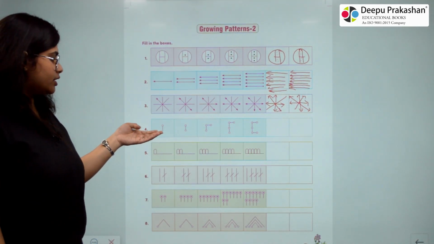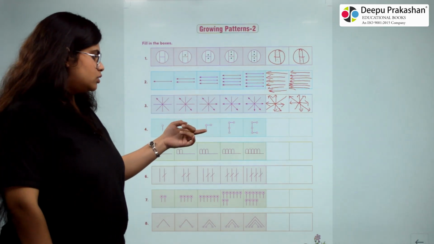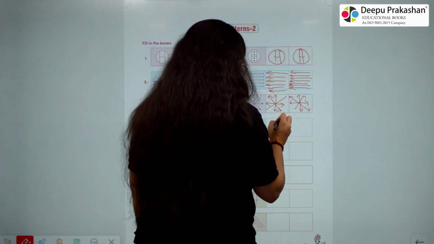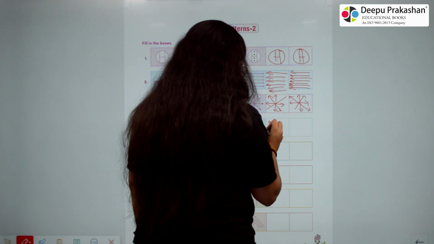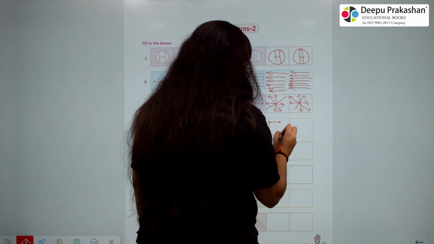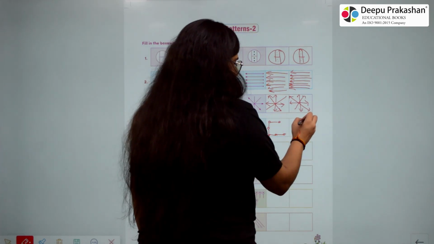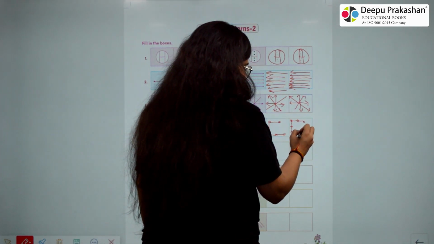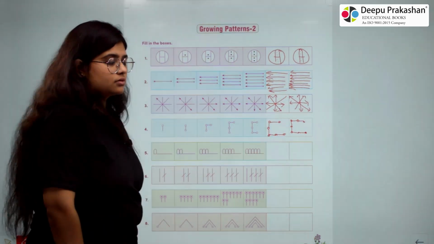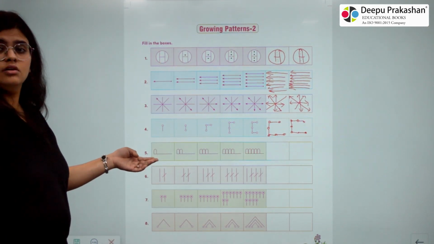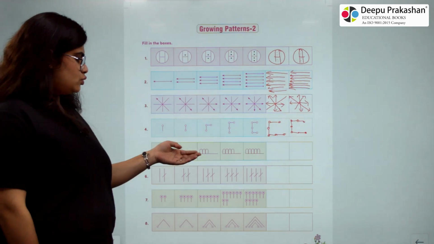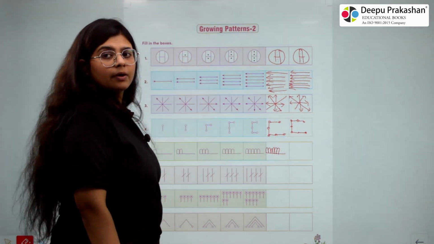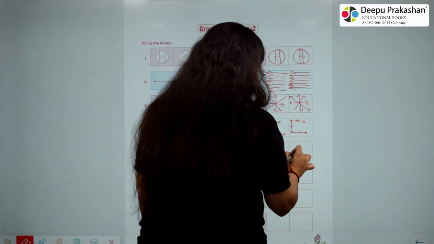4. Here we are given 1 dot, then 2, then 3, then 4, then 5. So after that we will be having 6 dots and then 7. Okay. 5. Here we have 1 jump, then 2, 3, 4, 5. So the next one will have 6. Okay. And the next figure will have 7. Okay.